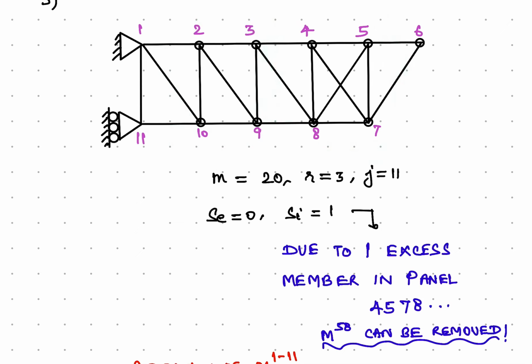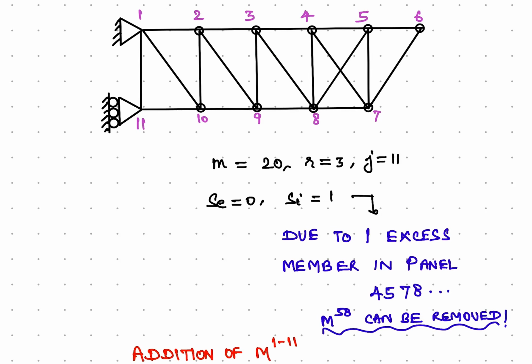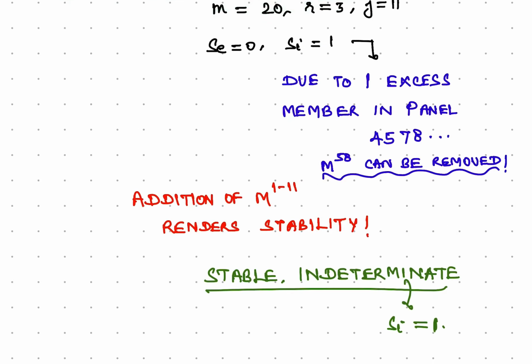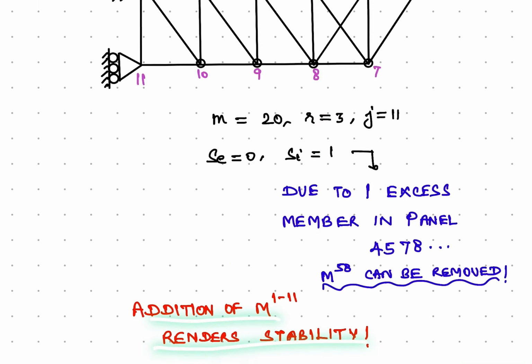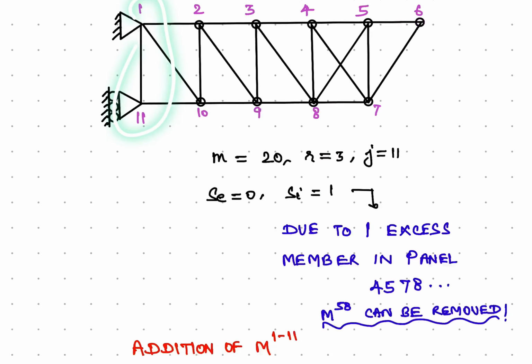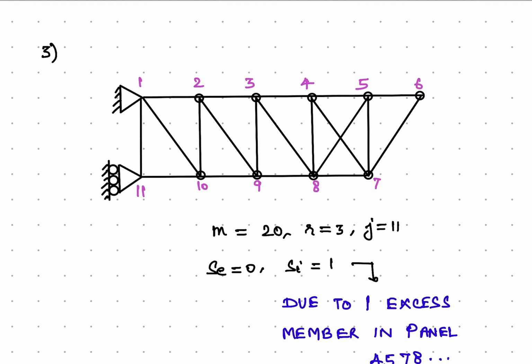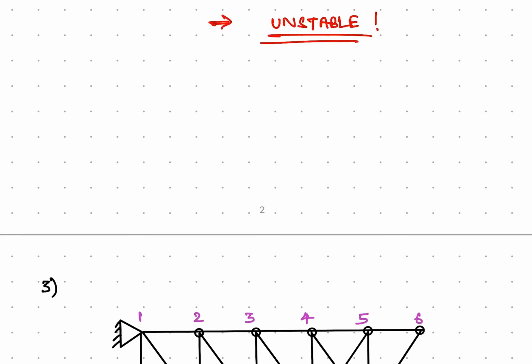All right. So which means the external indeterminacy is 0 in this case, internal indeterminacy is 1. And what about stability? This particular configuration is going to be stable because of the addition of this particular member, as I have already mentioned. So addition of the member connecting joints 1 and 11 renders stability to this configuration. Therefore, the entire truss in this case is stable and is indeterminate due to the presence of one additional member. That's all we wanted to discuss through these examples.